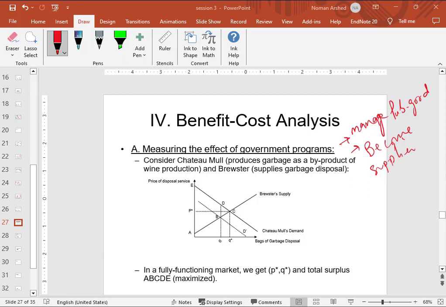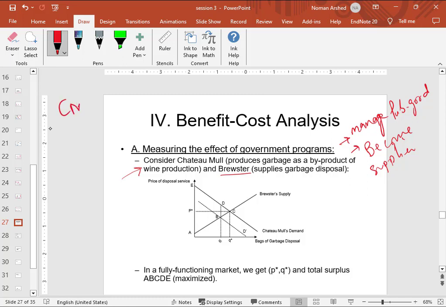produces garbage as a byproduct of wine production. So there is one factory that is producing garbage while producing wine, and there is a company called Brewster that supplies garbage disposal. So Brewster is a garbage disposal supplier, and Chatrimol is a garbage supplier or demander for garbage disposal. So I will clarify it here.